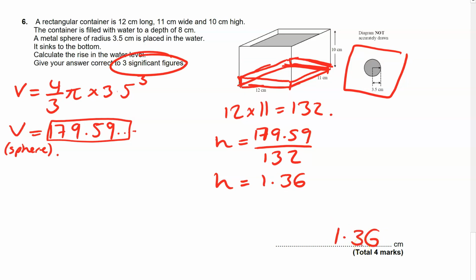Right, you can go a more convoluted way around that. You could work out how much water is in there now, then add the water that's displaced by the sphere to give you an overall volume, and then divide that to find the new height, and then take off the 8 that you had before. But frankly, as you can see, this way is quicker.